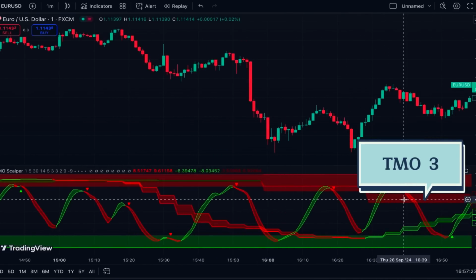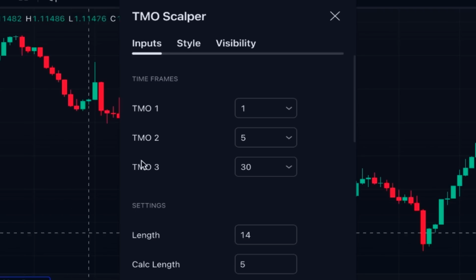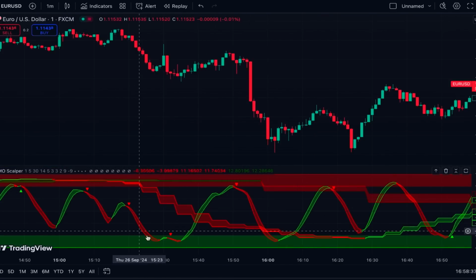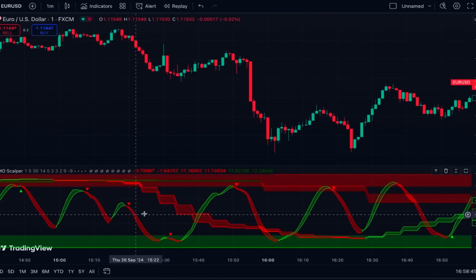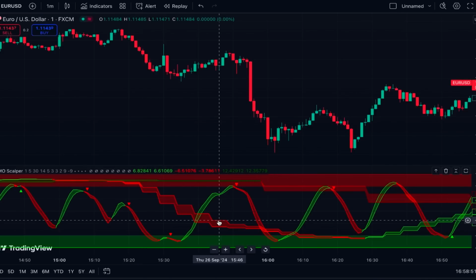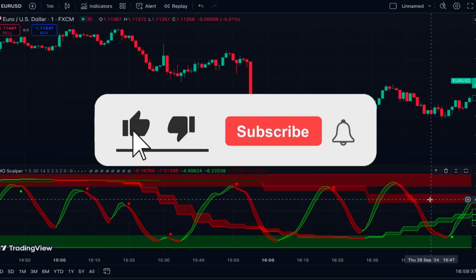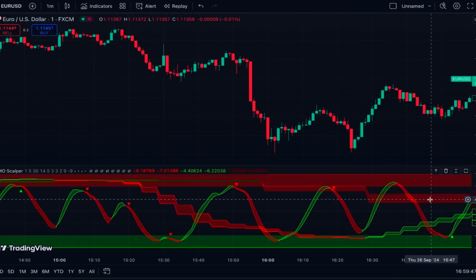is TMO3. If you go to the settings of the indicator, you can see that for TMO1 the time frame is set at 1, and for TMO2 the time frame is set at 5, and TMO3 at 30. So basically we have the most amount of noise or movement with TMO1 because the time frame is set at 1, but for TMO2 we have less movement because the time frame is set at 5, and the TMO3 is the slowest one because its time frame is set at 30. The default settings of the indicator are suitable for catching the fast movement of the market, for example on the 1 minute time frame, and this is what we are focusing on in this video.